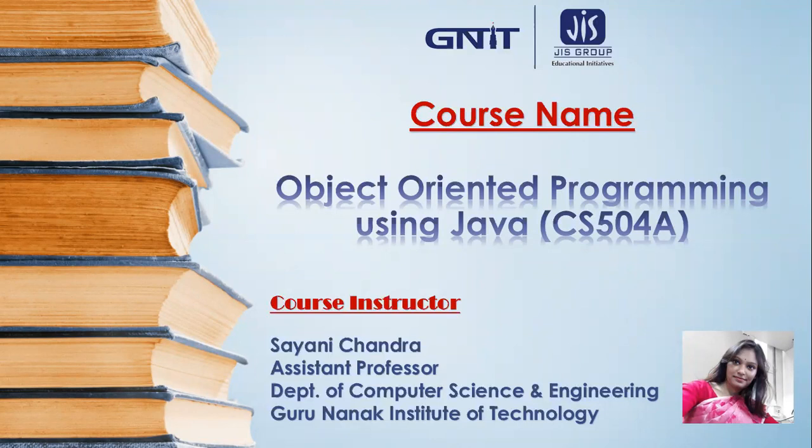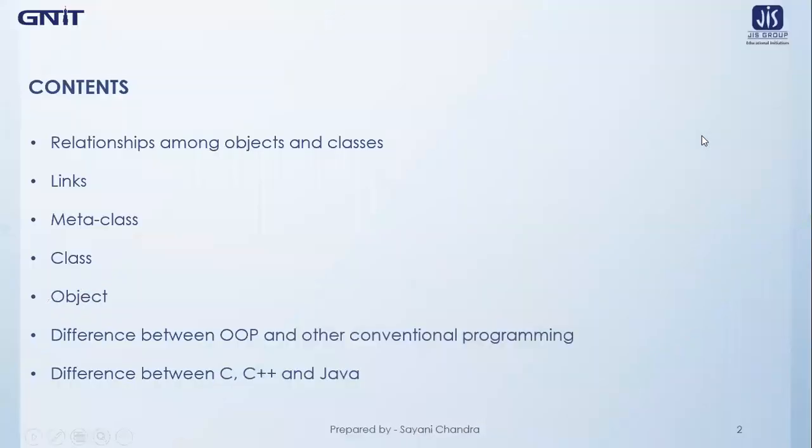So let's look at today's contents of the slides. Today we will be learning relationships among objects and classes, a brief overview of links and meta class, then a recap of class and object, then difference between object-oriented programming and other conventional programming, and lastly, difference between C, C++, and Java.